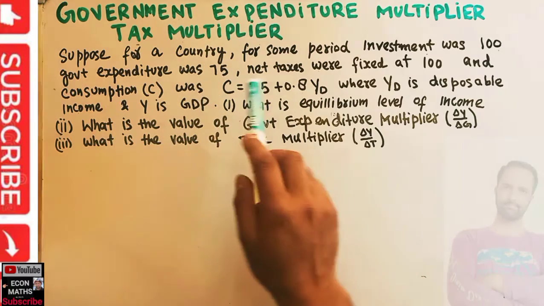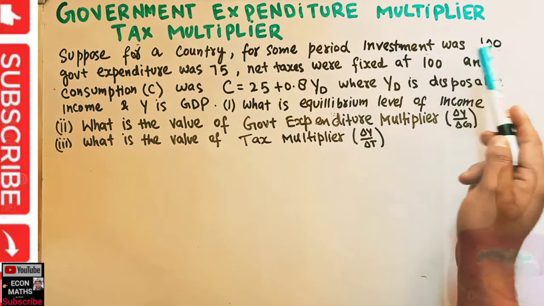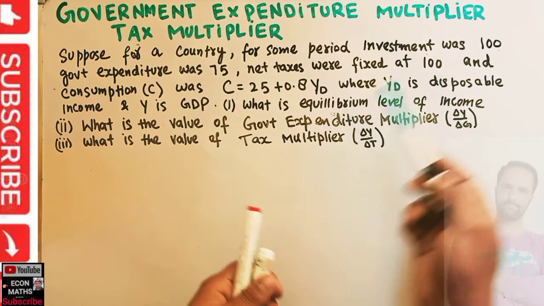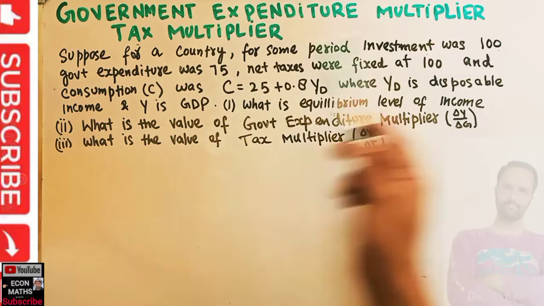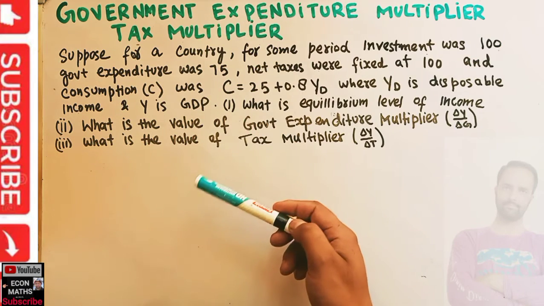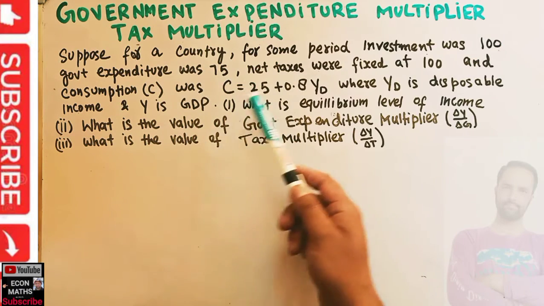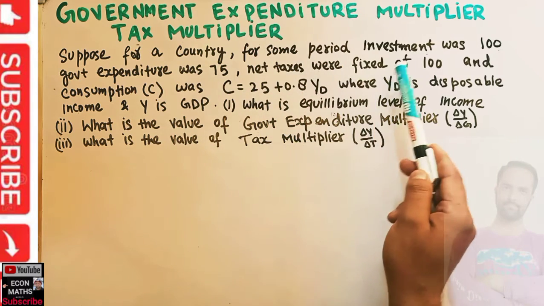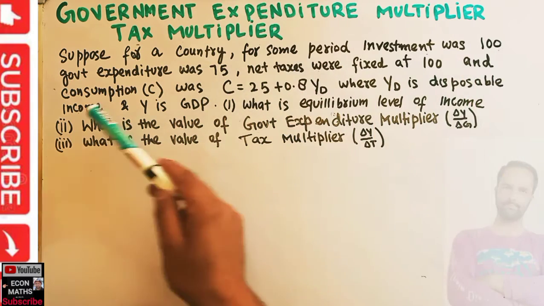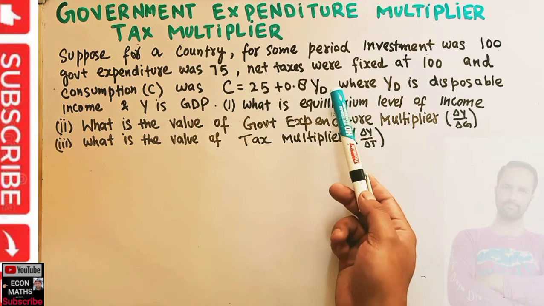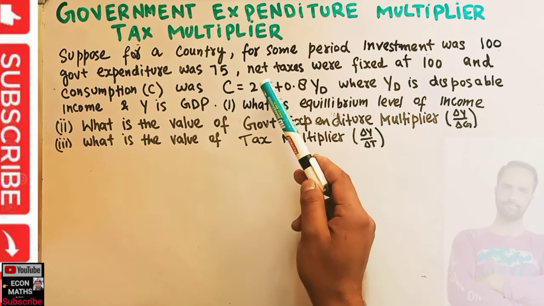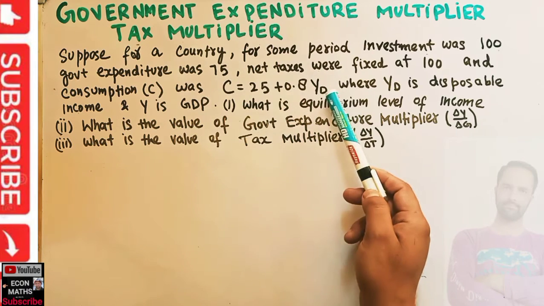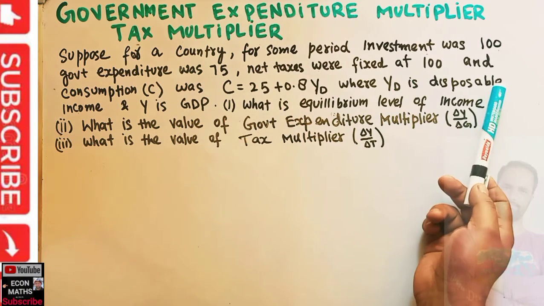Suppose for a country for some period investment was 100, government expenditure was 75. This can be $100 billion and this can be $75 billion. Any unit you can take. Net taxes were fixed at 100 and consumption was a function of disposable income, that is C is equal to 25 plus 0.8 Y subscript d. Y subscript d denotes our disposable income.